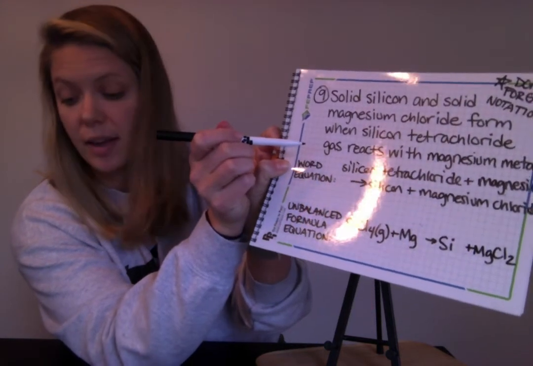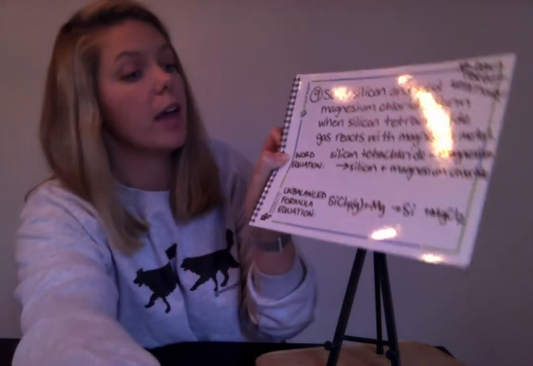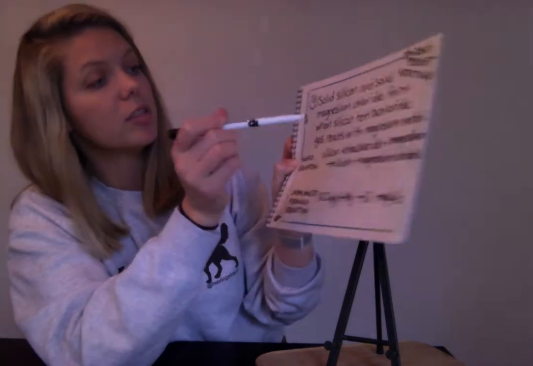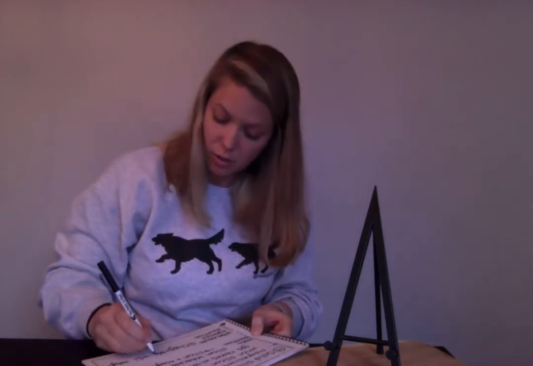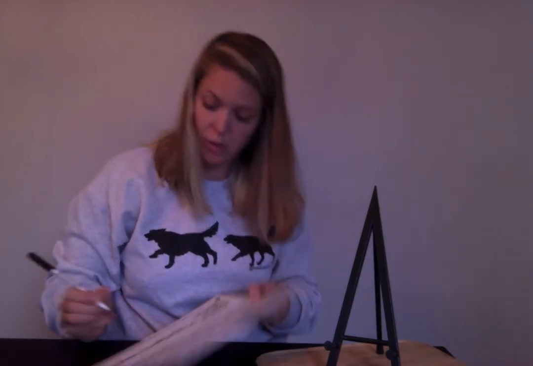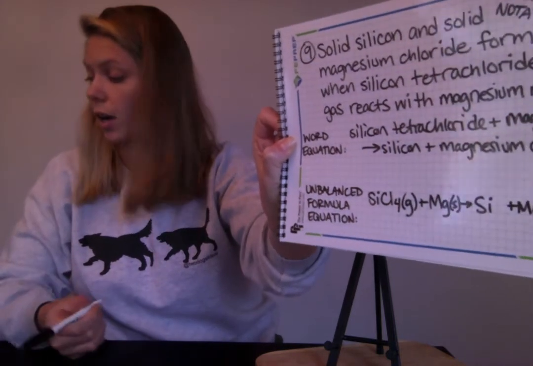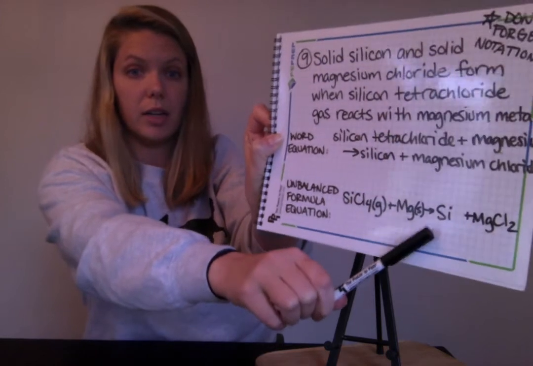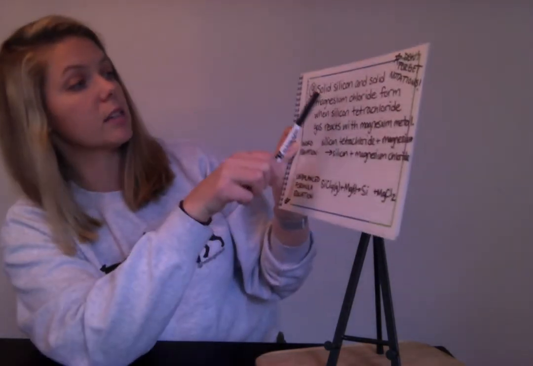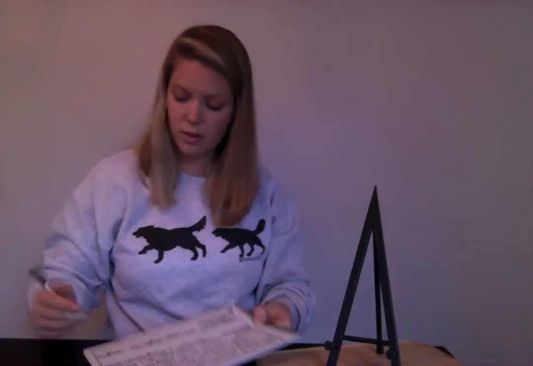Silicon tetrachloride gas. Then we have magnesium, okay? So we have Mg. Does it tell us up here? Magnesium metal. So what state of matter is metal? Solid. All right, so we put our S in parentheses after the Mg, okay? And then we have silicon, all right, is our first product. Does it tell us? It says solid silicon, so what are we going to put? S in parentheses.